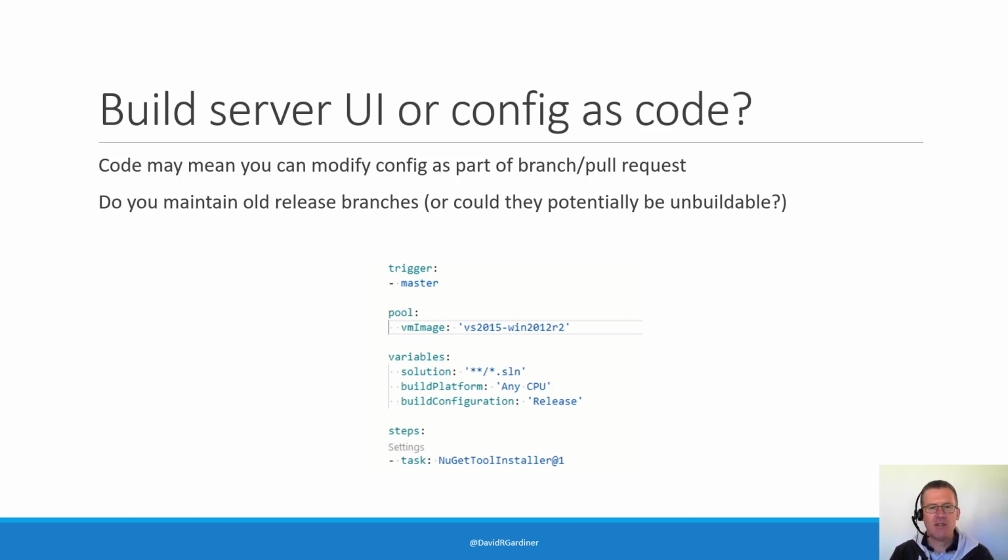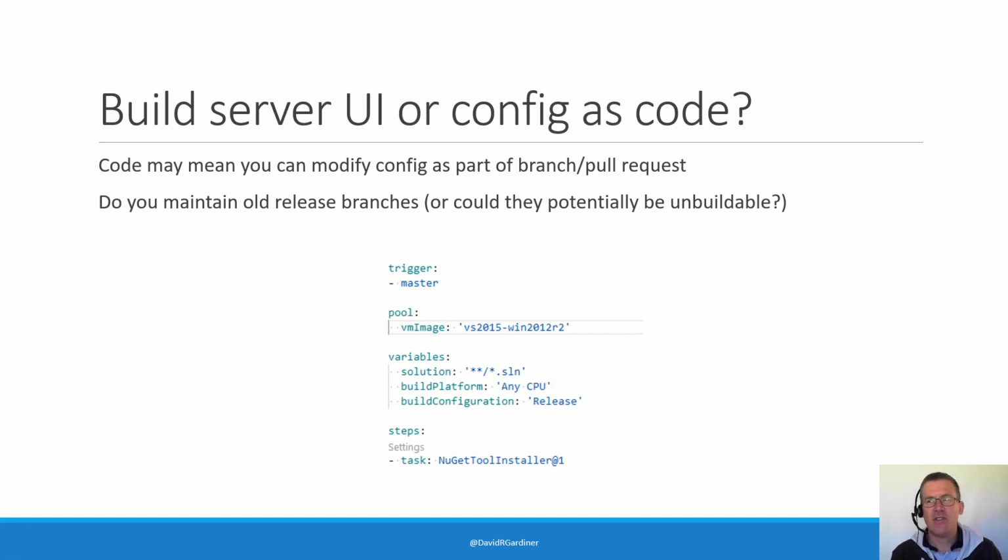So the example here is that we've got a build pipeline configuration for Azure Pipelines, and we're trying to build on this VM image, which is a VS 2015 Win 2012 R2. And that's all well and good. That release branch probably worked really well up until a few months ago when Microsoft stopped making that build agent available, that VS 2015 agent.